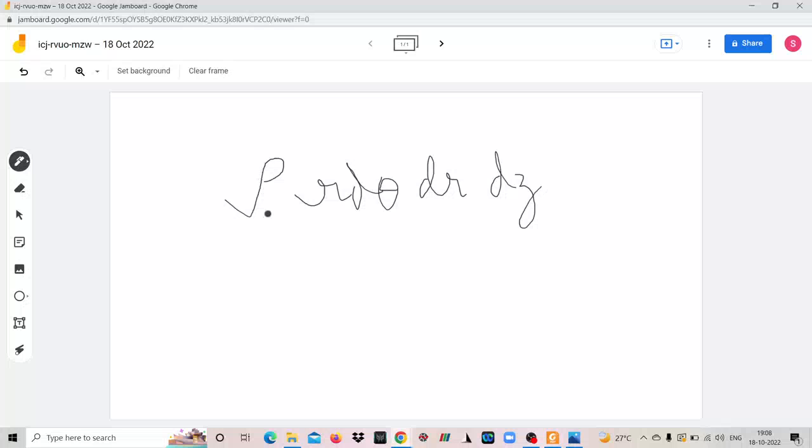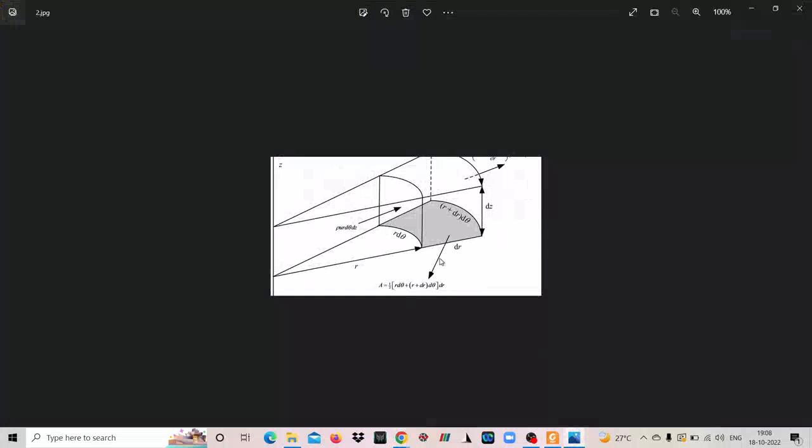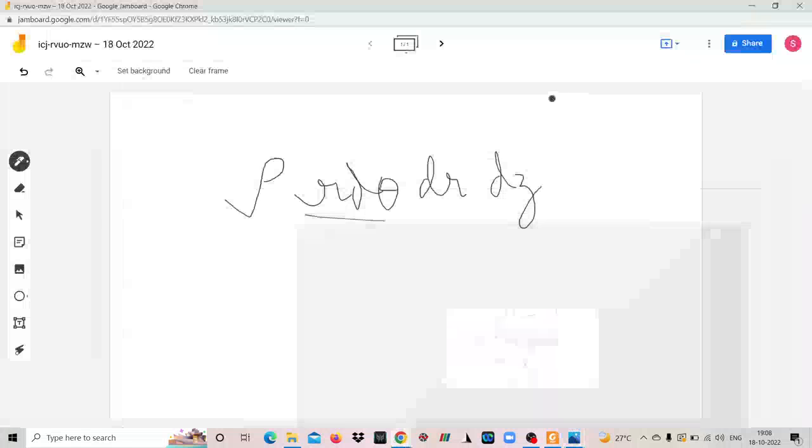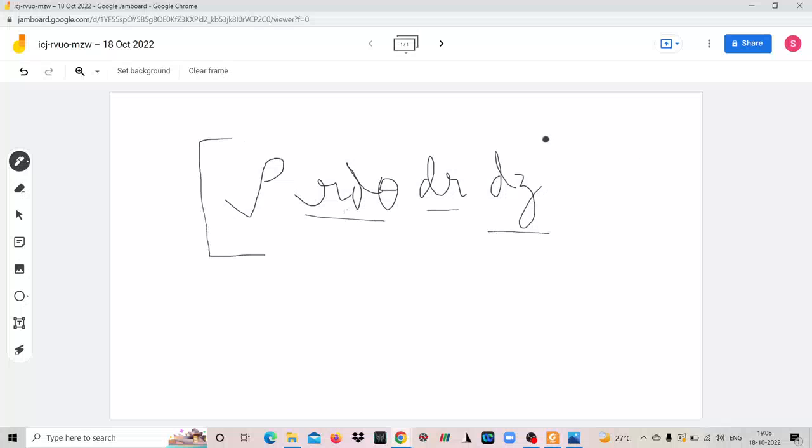Clear? r d theta means this one, into dr into dz, which means three dimensions. So this is the mass part. And what will be the acceleration? Acceleration will be ar, because we are considering the r direction. So that should be equal to whatever.